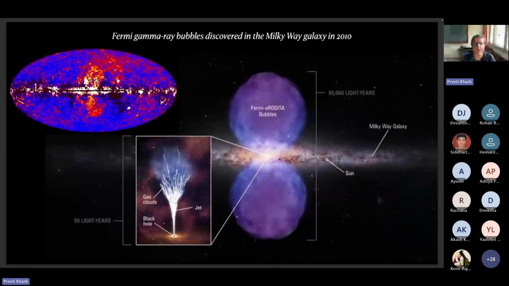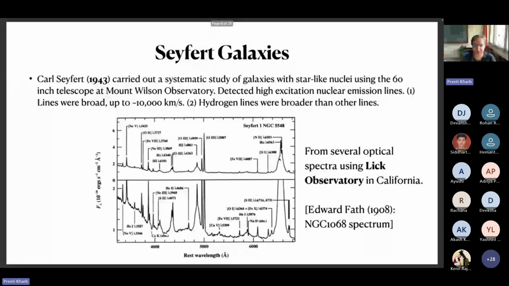So this is actually the very definition of an active galactic nucleus. So this is where we will start, and let me now, of course, go to a little bit of the historical background, which will put everything in a much better context.